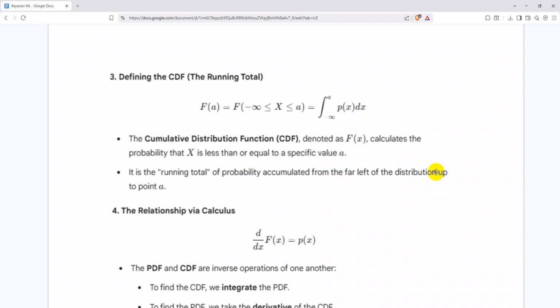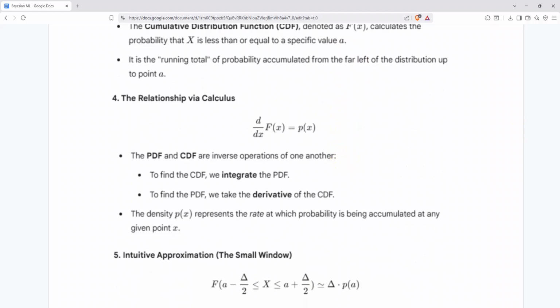You can also think of this like a progress bar. At the far left, or minus infinity, you've collected nothing. That means F of x equals 0. And at the far right, or plus infinity, you've collected everything. That is F of x equals 1. So F of x always starts at 0 and ends at 1.